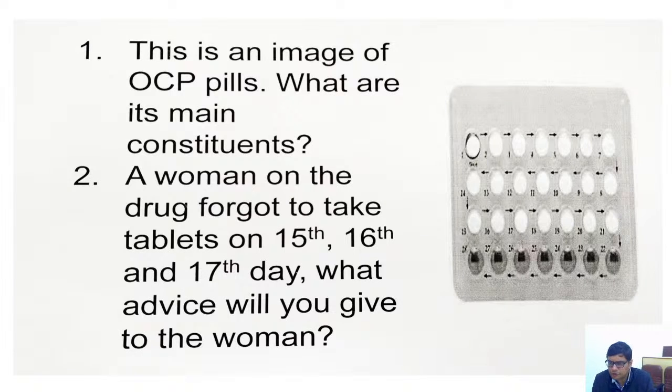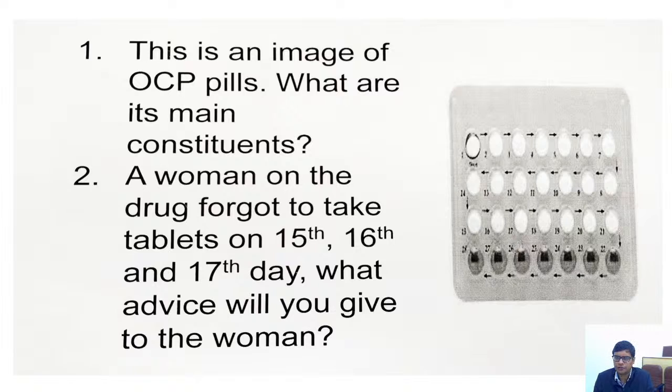Okay. Now you are being shown a strip of OCP, which is oral contraceptive pills, and you are being asked what are its main constituents. So you all know combined contraceptive pills have an estrogenic component and a progestogenic component. For the constituents, you can write levonorgestrel, desogestrel, any of these you can write.